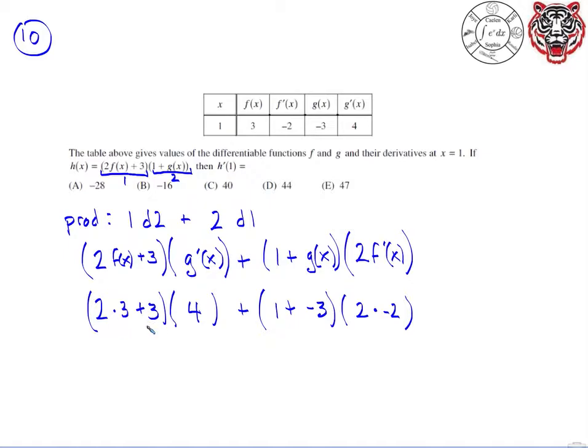2 times 3 plus 3 is 9, times 4. Big number. 9 times 4 is 36. 1 plus negative 3 is negative 2. Hold that in your mind. What's 2 times negative 2? Negative 4. Negative 4 times negative 2 is 8. 36 plus 8. I'm not good at mental math. 44. Thank you, Carly.